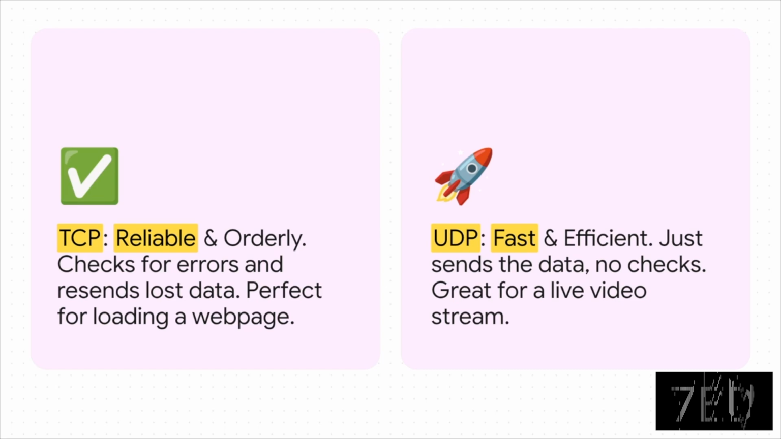If you're loading a web page, it's going to choose TCP. TCP is meticulous. It double-checks that every single piece of data arrives, and in the right order. But if you're, say, on a video call, it might choose UDP. UDP is all about speed. It just blasts the data out as fast as it can. That's why your video might get a little blocky for a second if your connection is bad.